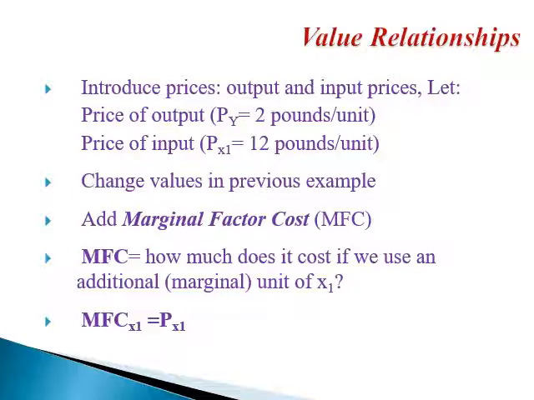You want the difference between both to be the highest. If the difference between total revenue and total variable cost is the highest, then your net returns or net revenues or net receipts are maximized.